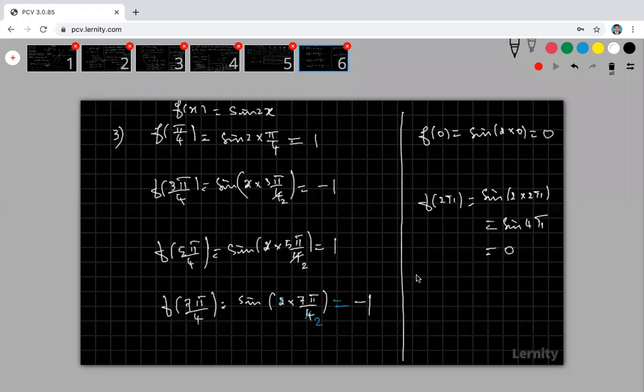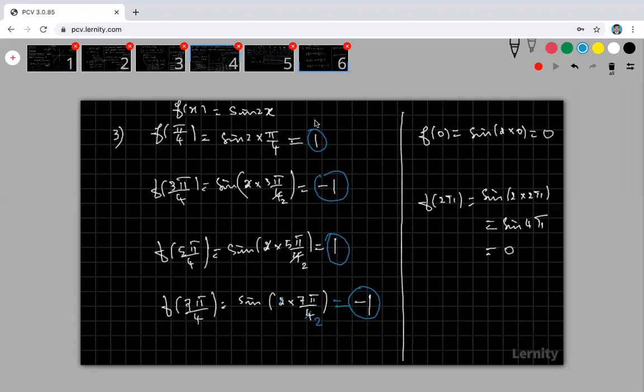Right. Now what is the maximum value? What is the minimum value? Look at that. My minimum value is -1. My maximum value is +1. Other two values are 0. So therefore, the absolute maximum value of f on [0, 2 pi] is 1.